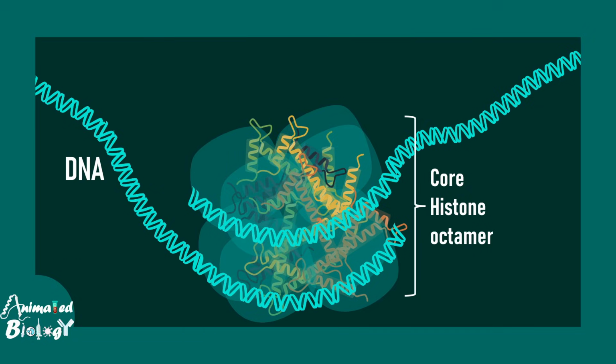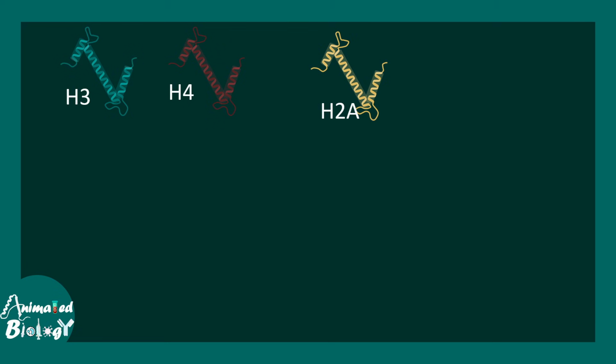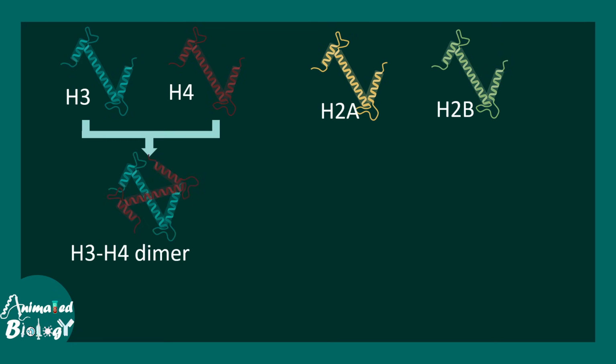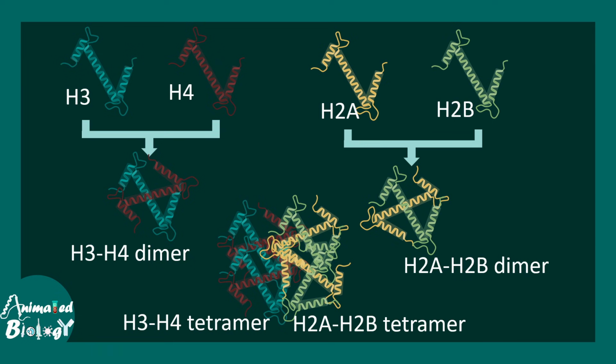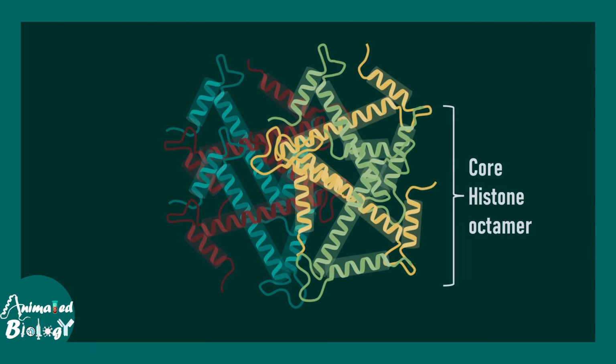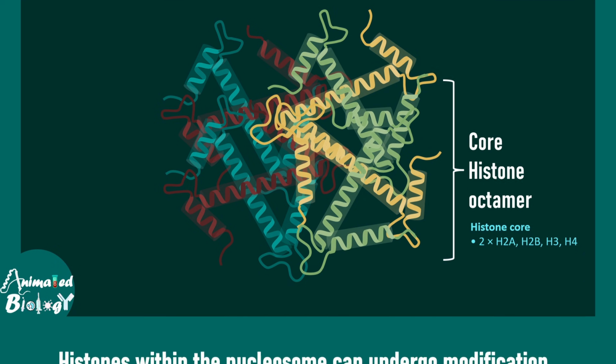So this core histone octamer is the key component of the nucleosome. But alongside that, there is an H1 linker histone which stabilizes the nucleosome. The core histone is comprised of H3, H4, H2A and H2B histones. H3 and H4 form a dimer, so do H2A and H2B. Eventually, they form tetramers which assemble together to form the core histone octamer, and this is wrapped tightly with the help of the DNA.